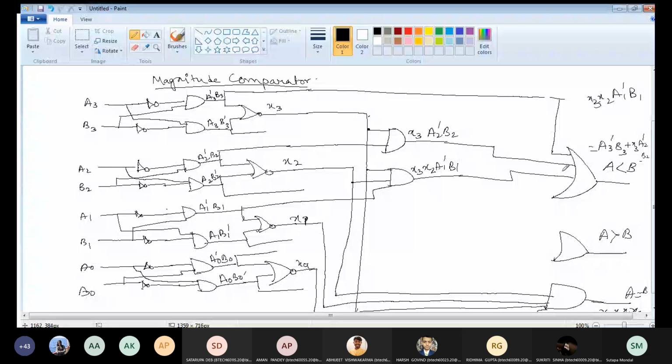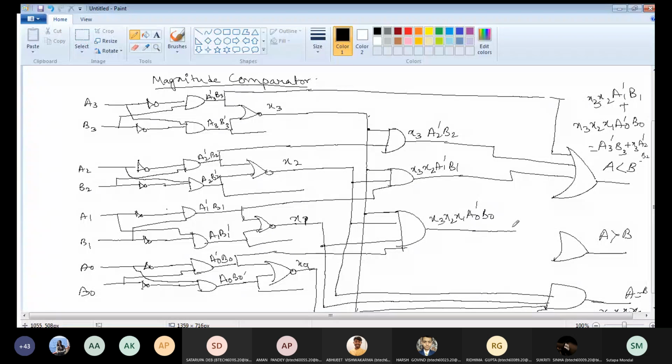So one more input has gone here and the last input was what? Plus X3 X2 X1 A0 dash B0. So where is X3? Again you take from here X3 X2 and this is your X1. All will be AND gate and with that A0 dash B0. So you take from here. So what will be this equation? X3 X2 X1 A0 dash B0. So this will become one input. So have you got this? A is less than B. Is it clear, everyone? Yes, ma'am.